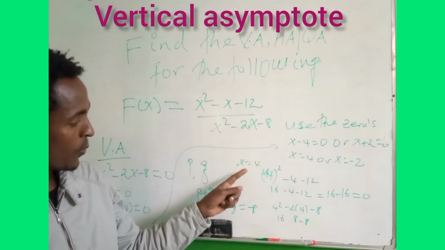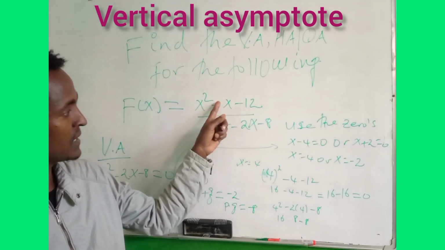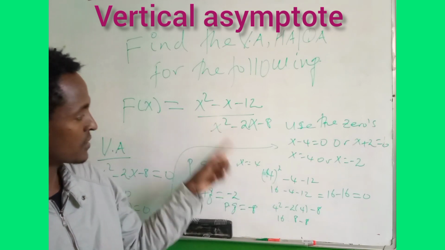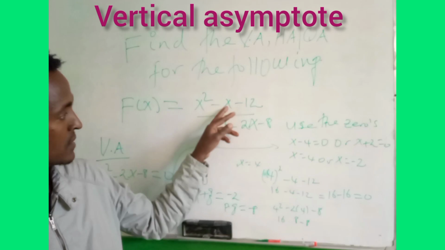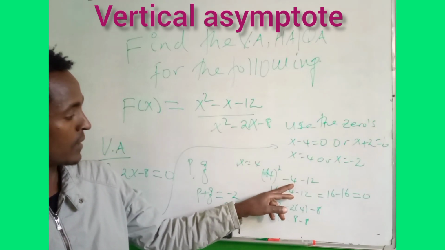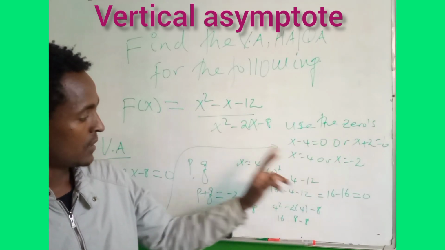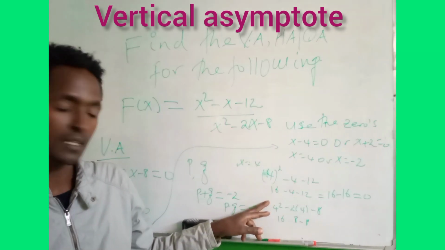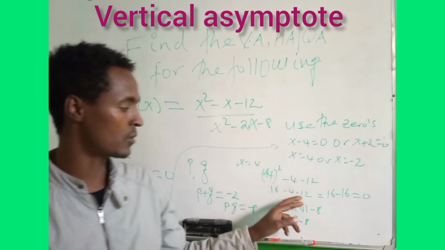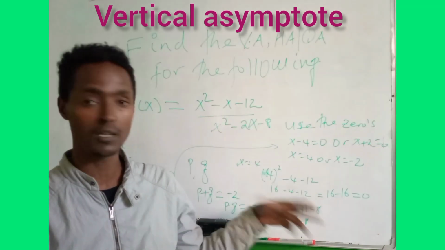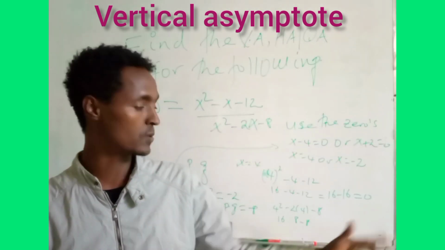So I have inserted 4 into the numerator, and when we insert 4 into the numerator, it will become 4 square minus, instead of x I inserted 4, minus 4 minus 12. So what is 4 square? It is 16. 16 minus 4 and then minus 12. So minus 4 and minus 12 is minus 16, then it will become 16 minus 16, which is 0.